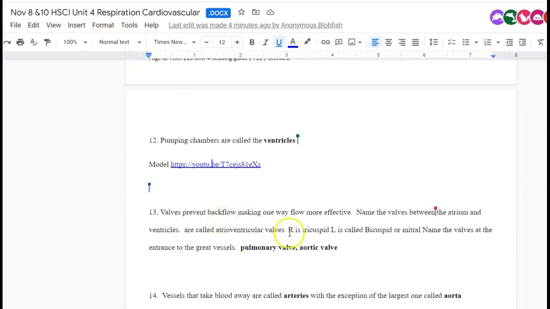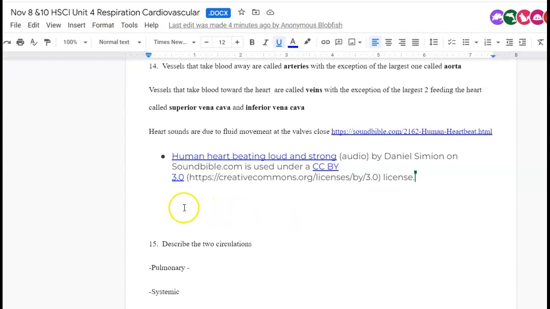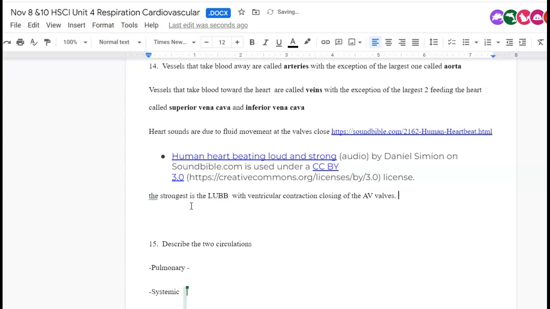Okay, so valves have a one-way flow, valves, heart sounds. The strongest sound is the lub, and it's spelled differently. Sometimes it's spelled with a P. I don't know how this textbook spells it. The strongest is the lub, which is associated with ventricular contraction, which is the closing of the atrioventricular valves. Okay? That is the lub sound.